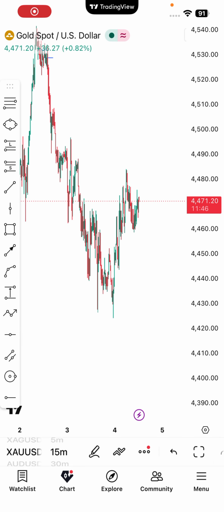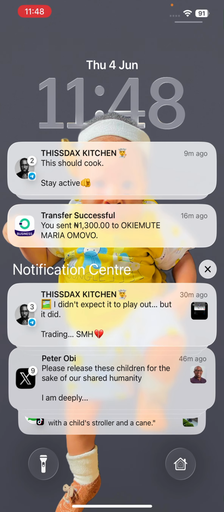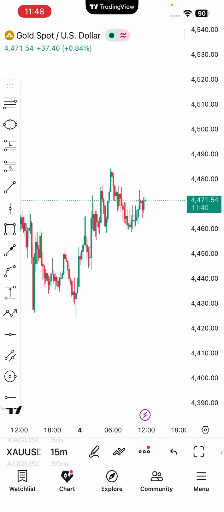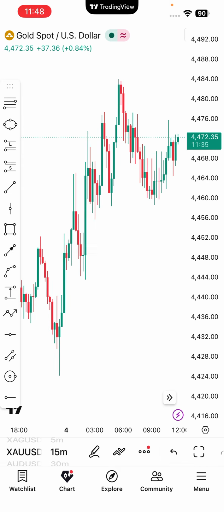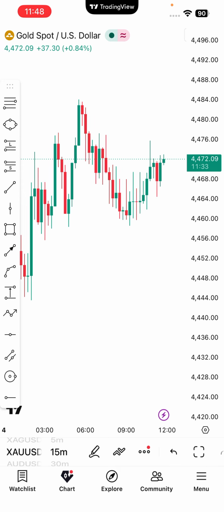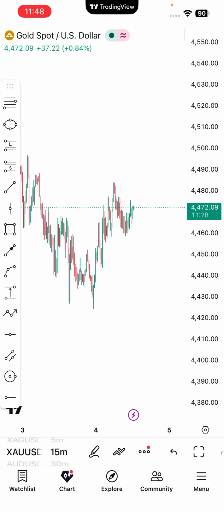Okay, good morning. What's today's date? Today's 4th of June. Algo set up this morning. So using the 15 minutes time to make my buyers. So this 15 minutes left now.